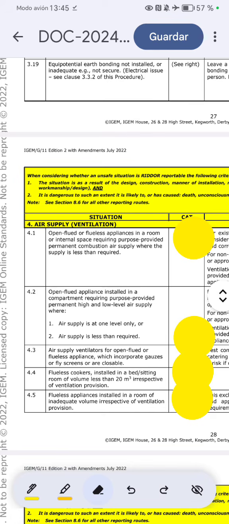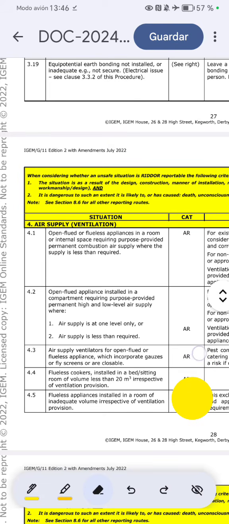Okay, I'd say this is at risk. Ventilation, in my mind, a lot of ventilation is going to be at risk. All right. Open flue appliance installed in a compartment requiring purpose-provided permanent high and low air supply, where air supply at one level only or air supply is less than required. At risk again.